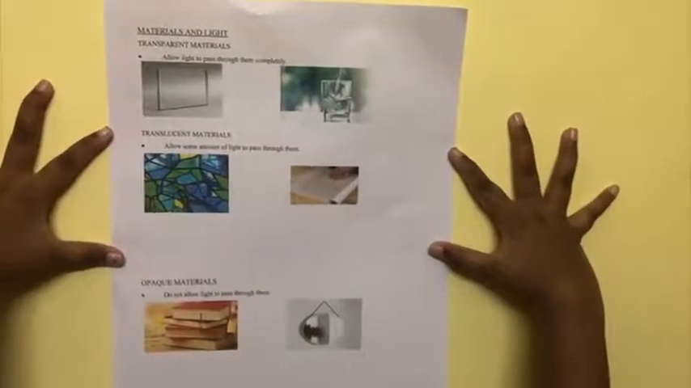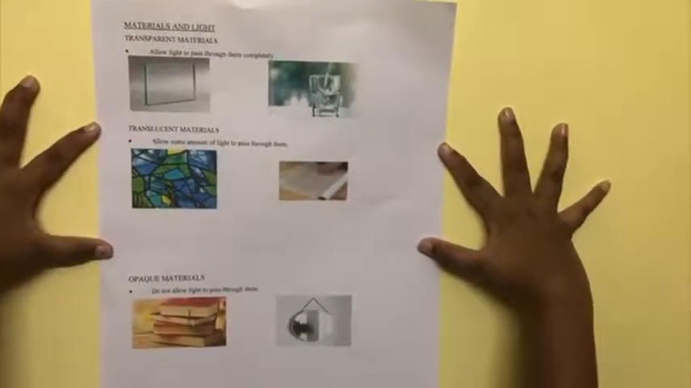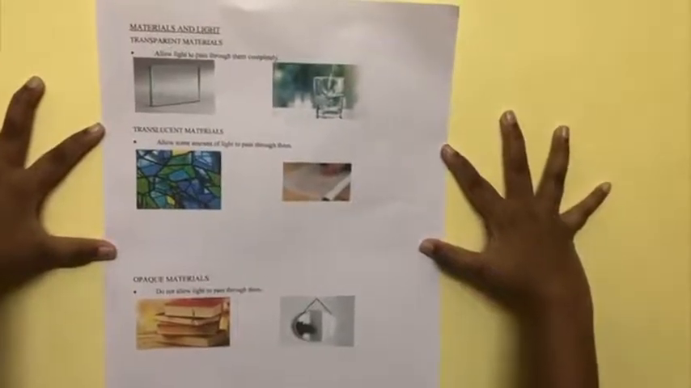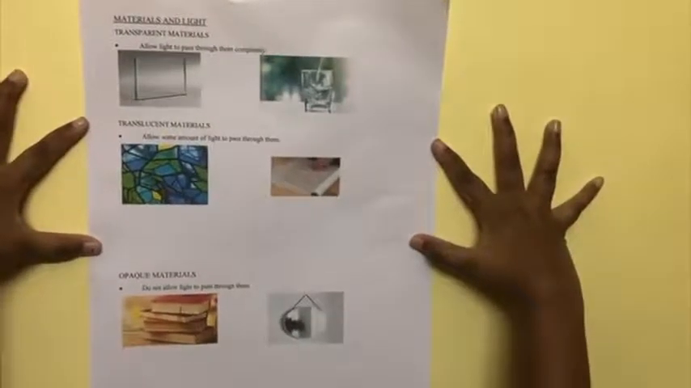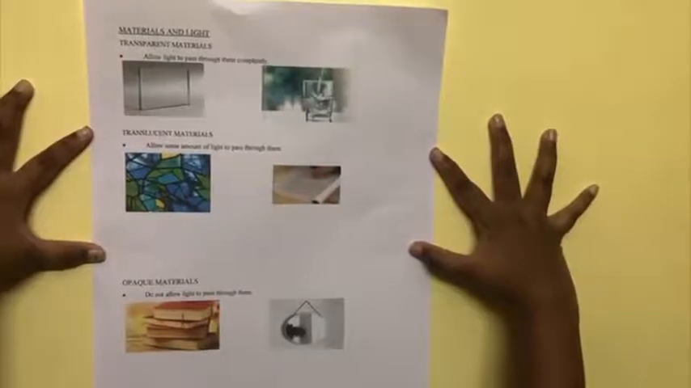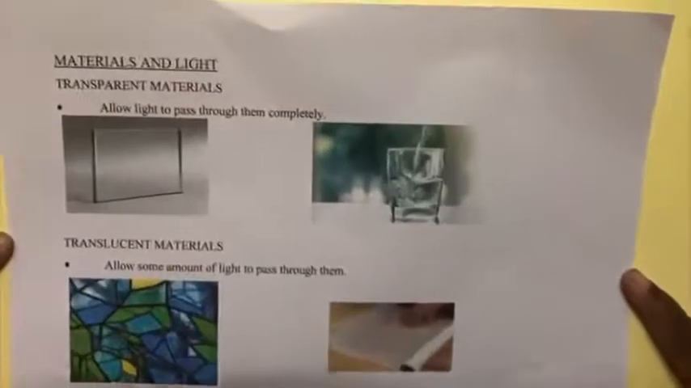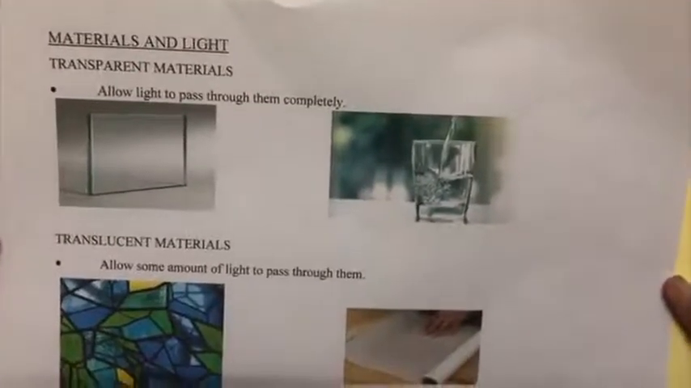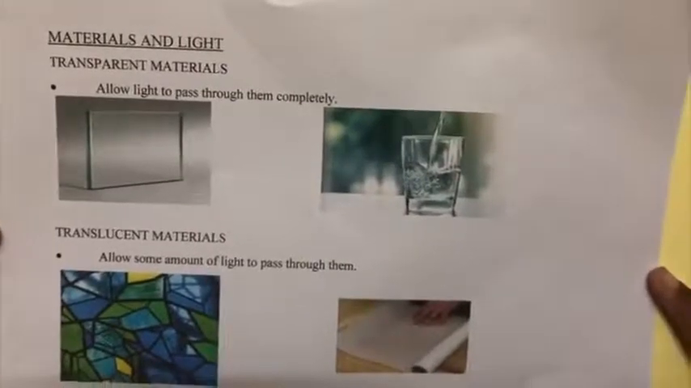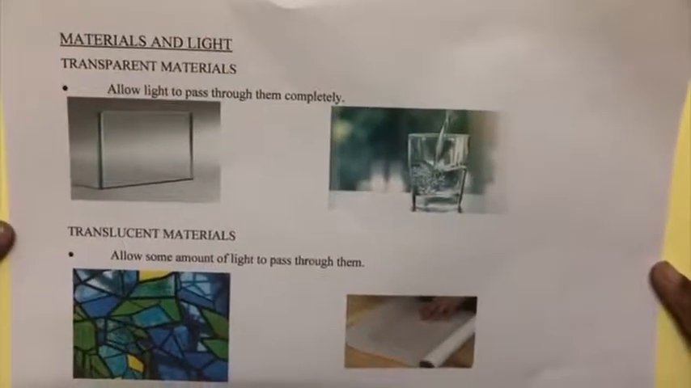Now let's see how materials are classified based on the amount of light that passes through them. Materials and light. Materials are classified into three types based on the amount of light that passes through them. They are transparent materials, translucent materials, and opaque materials. Transparent materials are those which allow light to pass through them completely. We will be able to see through transparent materials clearly.